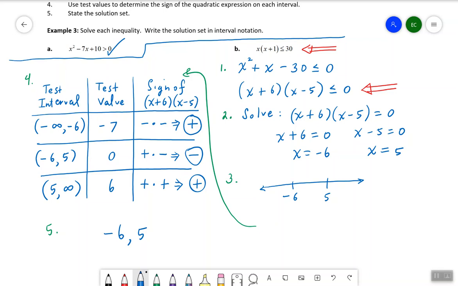And again, since it's less than or equal to in the problem, we're going to put brackets around the solution. I suppose you could have put brackets over here in step 4, although that's not really accurate. We're not really testing on the closed interval. We're testing on the open interval. We already know what happens at -6 and at 5. We're testing in between over here in step 4. So that's a small detail. The most important thing is to make sure that your answer is correct in terms of parentheses versus brackets.